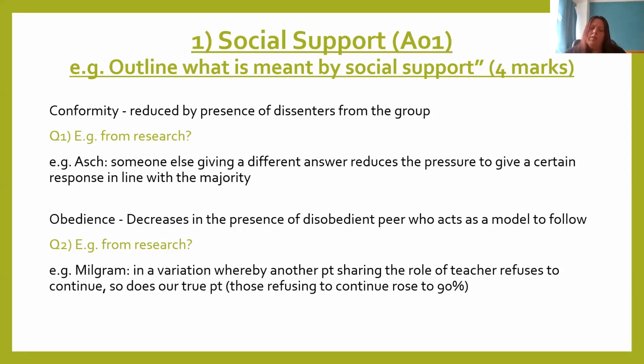So that's your 4 marks. Link it into conformity and where social support comes from for conformity. Give an example from Asch, then move on to the third mark, where it comes from, the social support in obedience. What does that mean? So if someone else doesn't want to follow orders, it means you're less likely to. And again, link that into a variation that we've seen in Milgram.